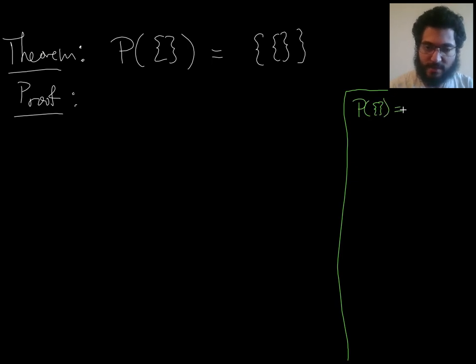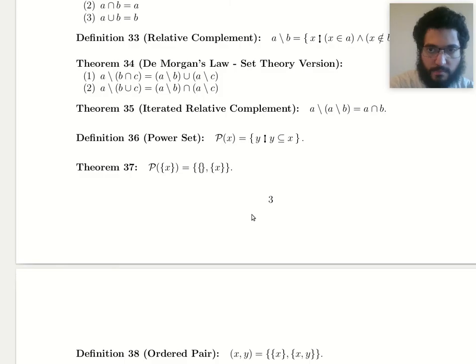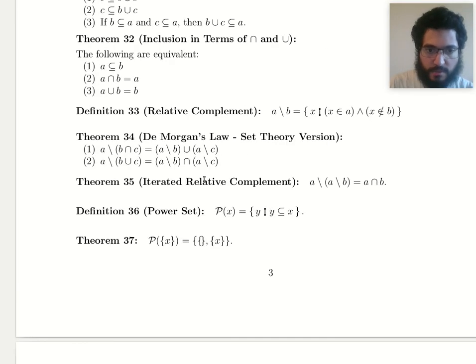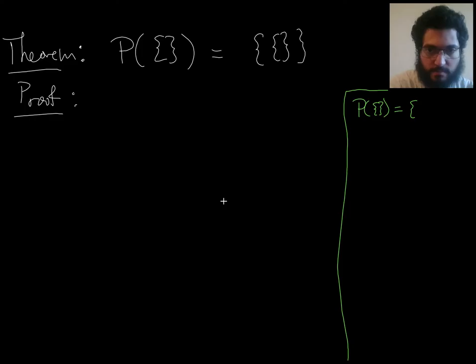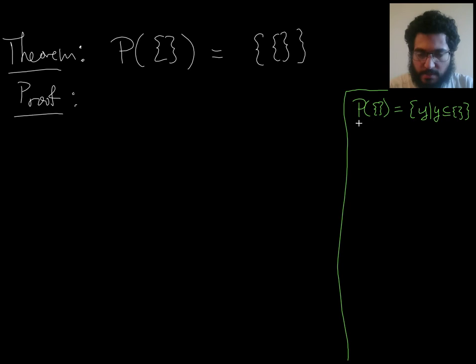Okay, so power set of the empty set, that is copying over from the definition of power set, except with the empty set in place of x. It's the set of y's, such that y is a subset of the empty set. And what about the right-hand side, singleton empty set?